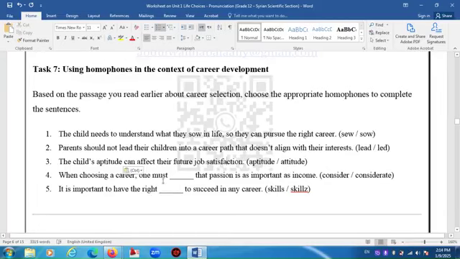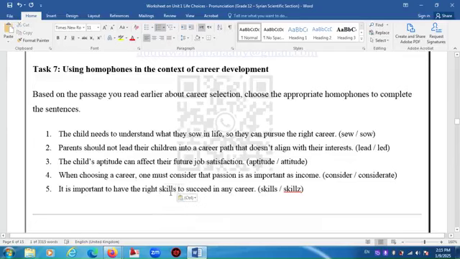"When choosing a career, one must consider that passion is as important as income." Is it considerate or consider? After must, I have to put consider. "It's important to have the right skills to succeed in any career." Skills with S or skills with Z? Skills with S.